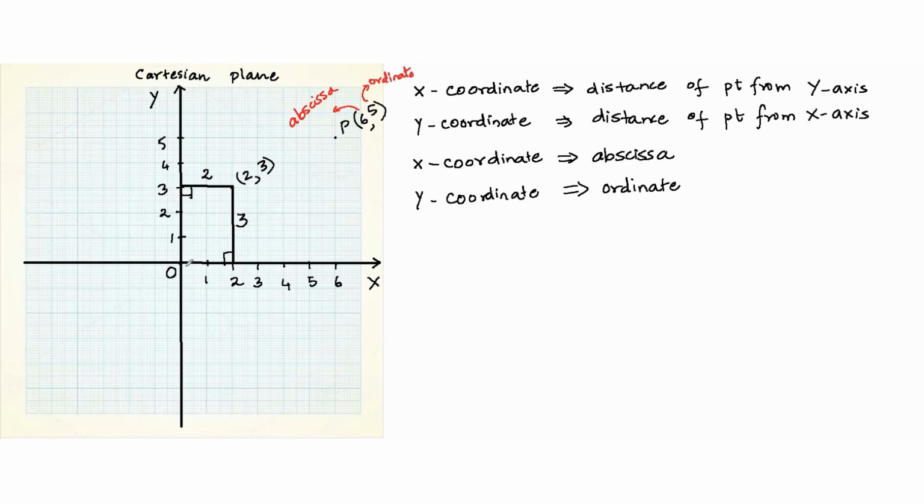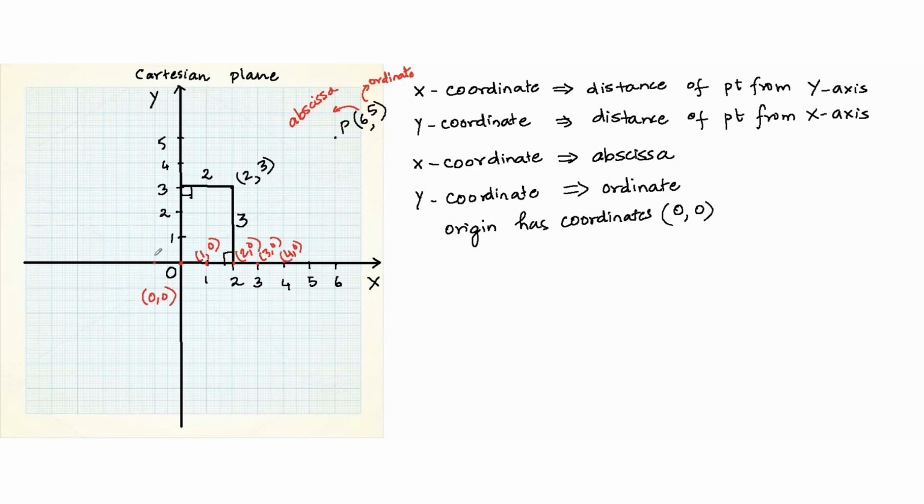Then the coordinate of the origin is 0, 0. So that's another important point. Origin has coordinates 0, 0. And also if you notice all the points on x-axis, so this particular point on x-axis has coordinate 1, 0. This point has coordinates 2, 0. This particular point has coordinate 3, 0. This point has coordinate 4, 0, and so on.